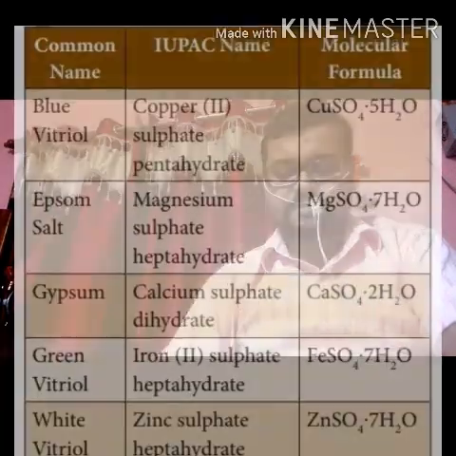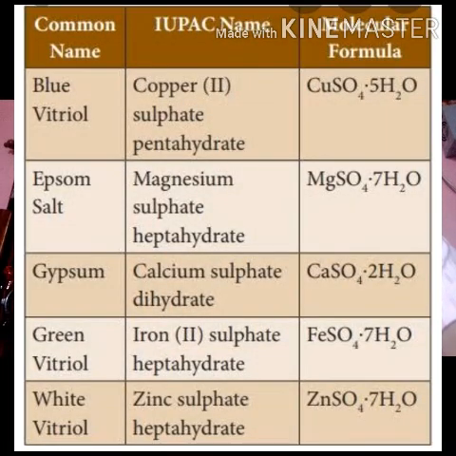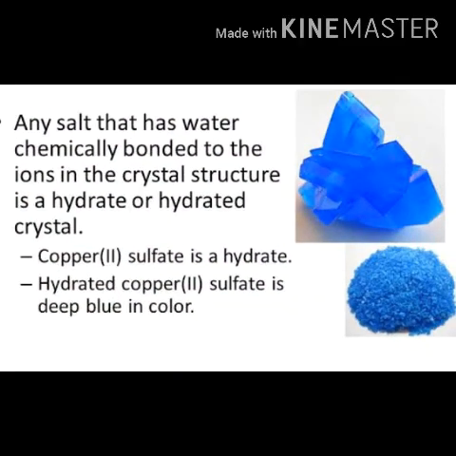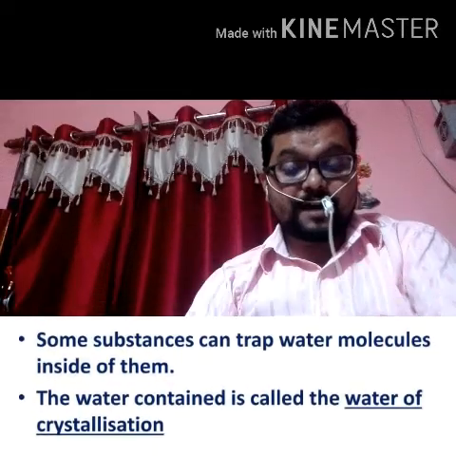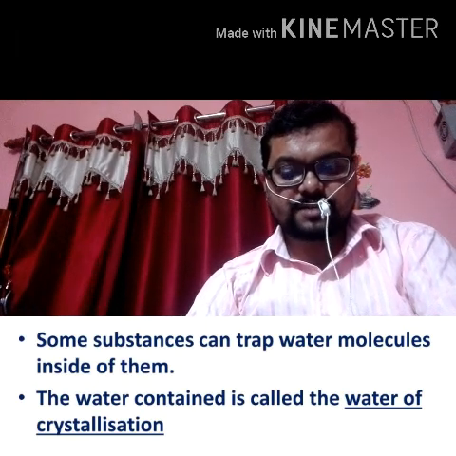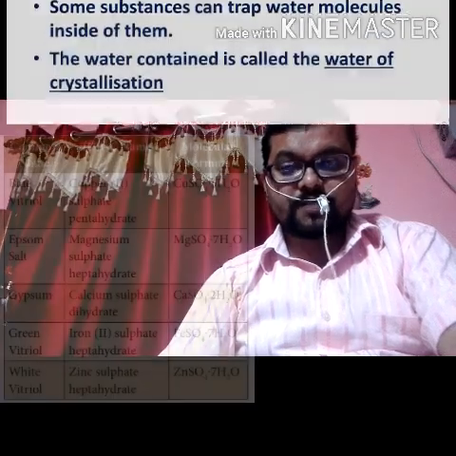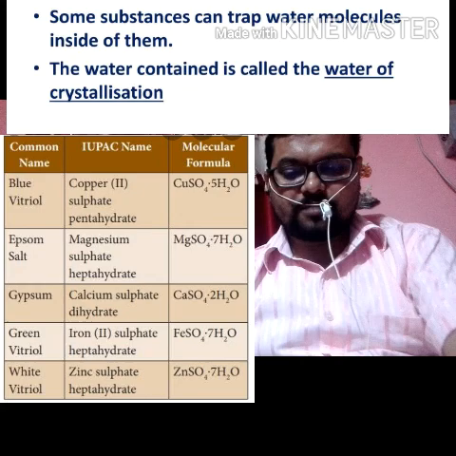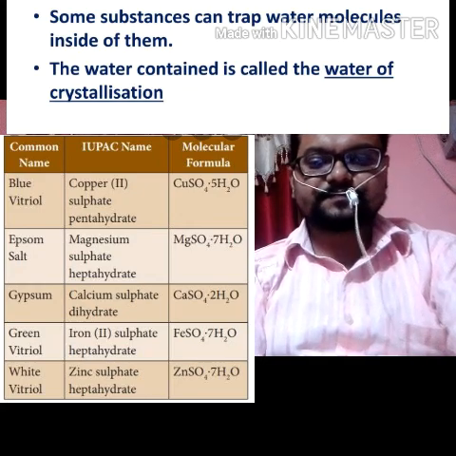The water associated with the crystals of any salt is called the water of crystallization. So the salts containing water of crystallization are called hydrated salts. Some examples are copper sulfate, CuSO4·5H2O, iron sulfate, FeSO4·7H2O, magnesium sulfate, MgSO4·7H2O, and sodium carbonate, Na2CO3·10H2O. These are examples of hydrated substances.